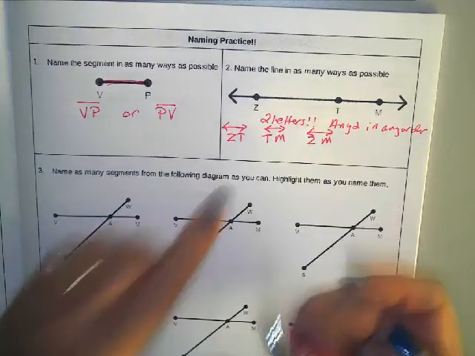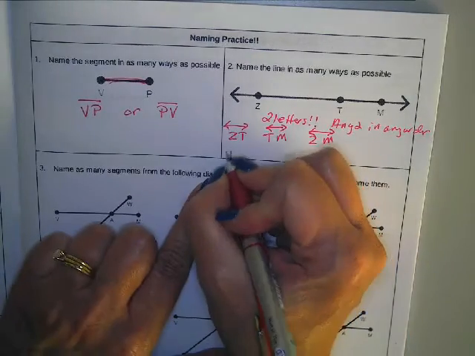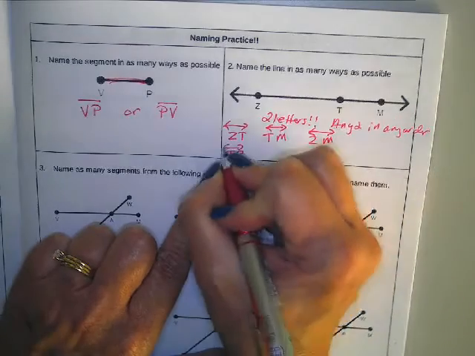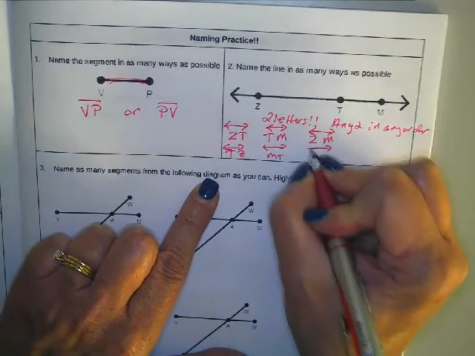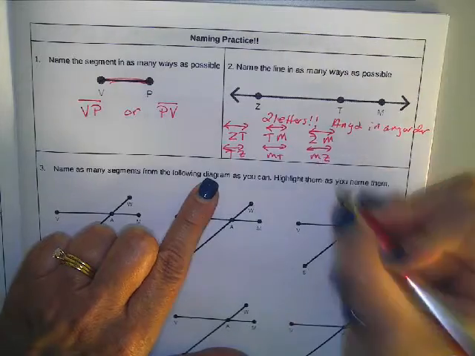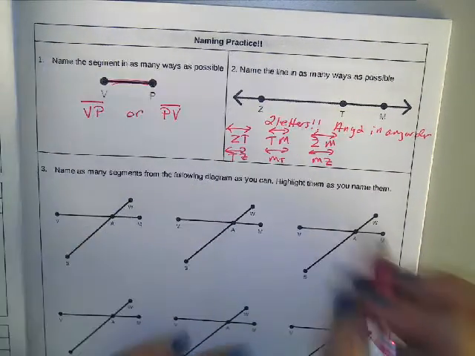And then I can switch them all around, right? I can switch the order. So TZ, line TZ, line MT, and line MZ. And those are all the different ways. They're all naming this same line that you can name these.